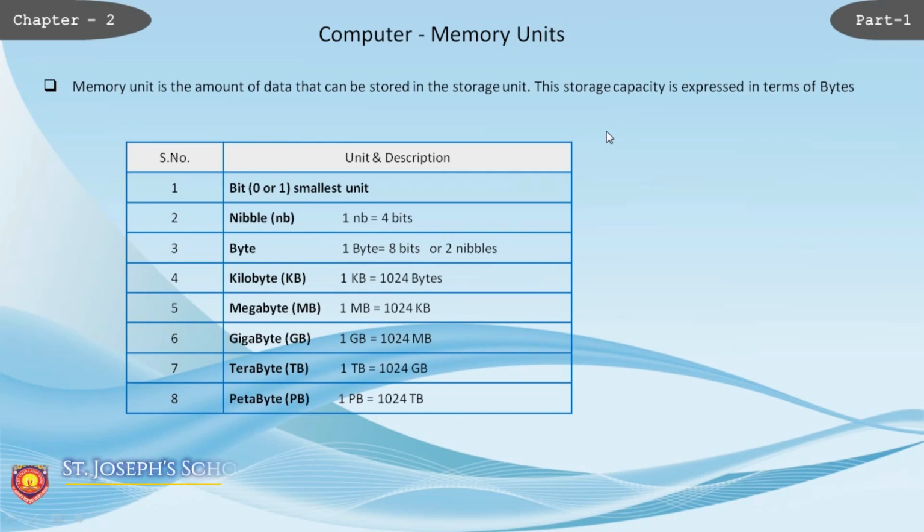1024 MB is equal to 1 GB, that is gigabyte. 1024 GB is equal to 1 TB, that is terabyte. 1024 TB is equal to 1 PB, that is petabyte. So these are the units used to calculate the memory.